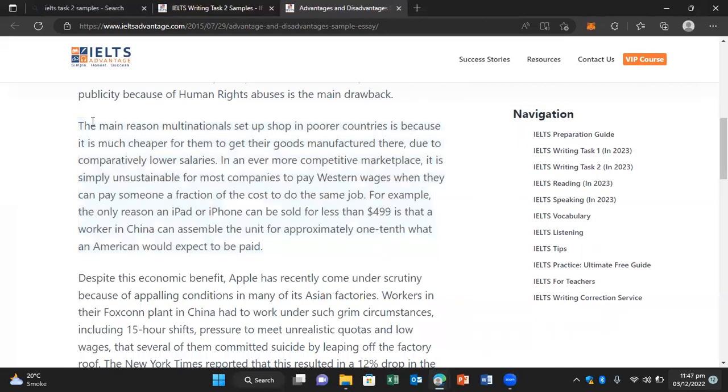So in advantages, he's writing that the main reason multinationals set up shop in poorer countries is that it's much cheaper for them, right? Cost of production, manufacturing, all that, comparatively lower salaries. Explaining the advantage, the examiner wants you to explain it very well. For explaining it very well, you need a solid example also, right? If you don't have an example with it, you can't explain it.